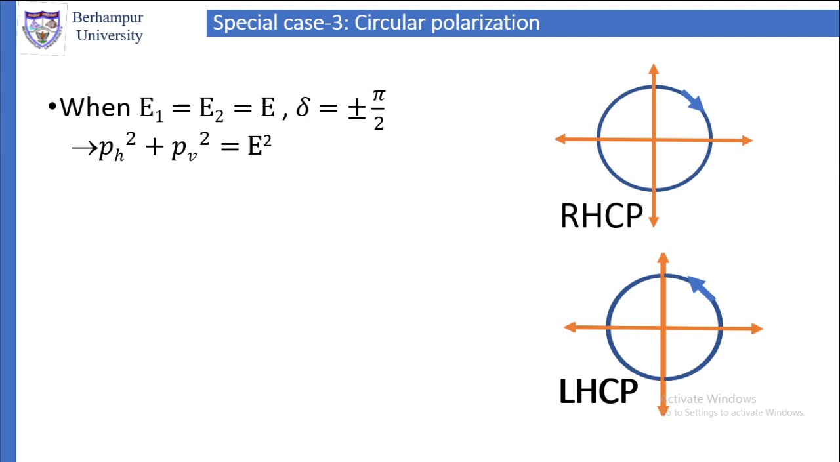So we have seen three types of polarization. Linear polarization has two categories, which are vertical linear polarization or horizontal linear polarization. If these two are not there, then this will be generally linear polarization. Then elliptical polarization: left hand elliptical polarization and right hand elliptical polarization. Then we have circular polarization: right hand circular polarization and left hand circular polarization.